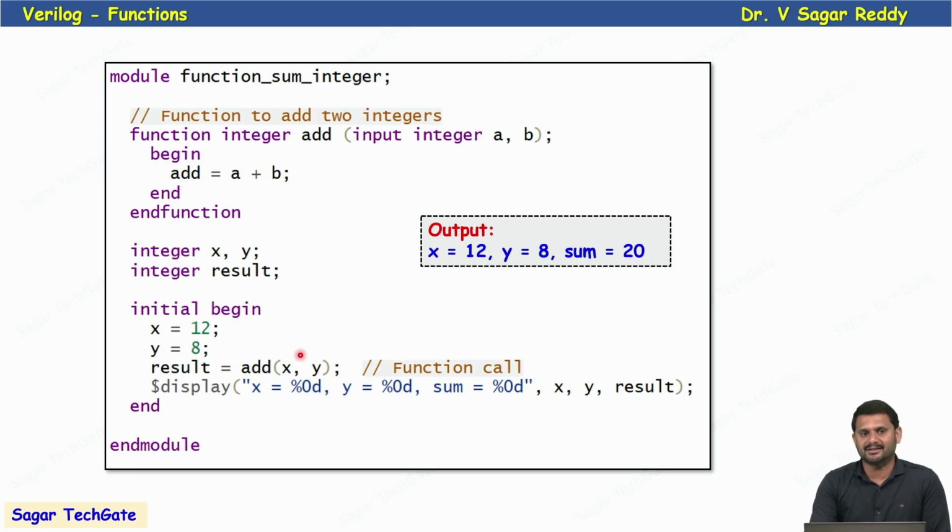Where should I store this? Whatever value is returned by this function using the function name is assigned to result. If I display result, what is the value here? 20. x is equal to 12, y is equal to 8, sum is equal to 20. So these are x, y, and result. What is the meaning here? While calling the function, a will store the value 12 and b will store the value 8. Then it performs addition and returns that value. This is a simple function definition. How do we define a function? How do we call a function? Like this.